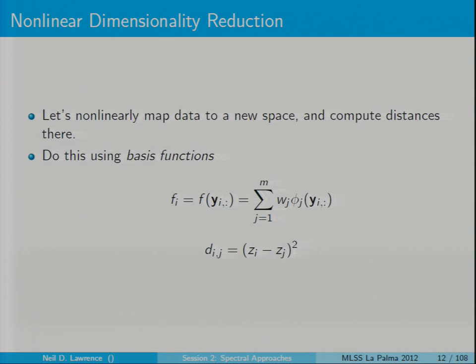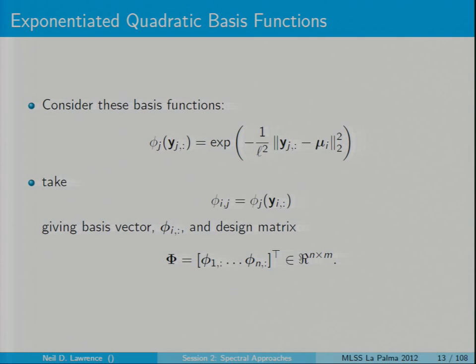So a common basis function to use is what I like to call an exponentiated quadratic, because it's not a Gaussian, it's also not a squared exponential, and some people don't like the term radial basis function. It's got all these names, and it's just, as we'll see in a moment, a sort of little bump.